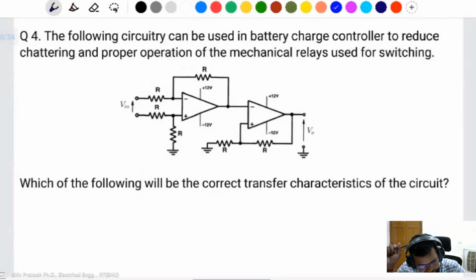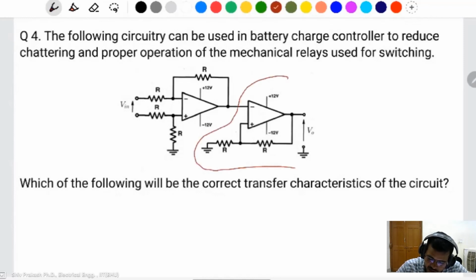The circuit is given. If you observe only this circuit, the op amp looks like a Schmitt trigger. A Schmitt trigger has positive feedback, and the negative of the op amp is connected through the input voltage. This is the Schmitt trigger, but this one is not a Schmitt trigger.